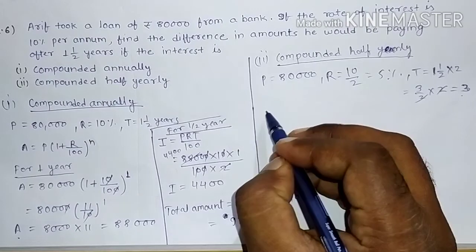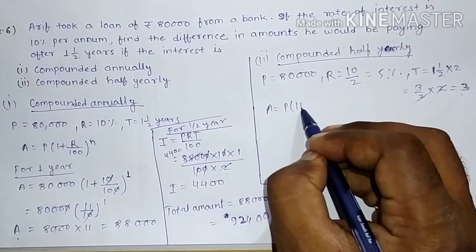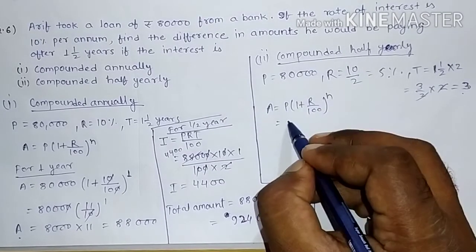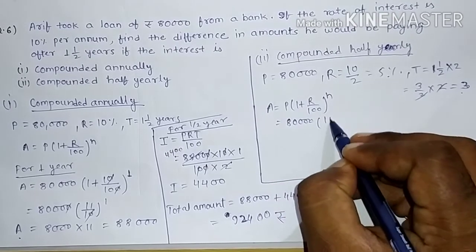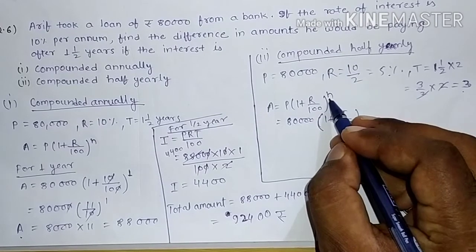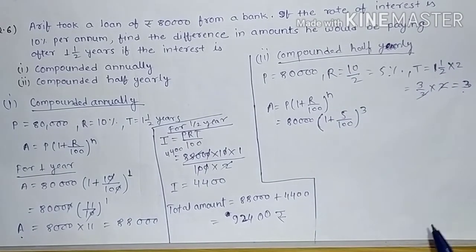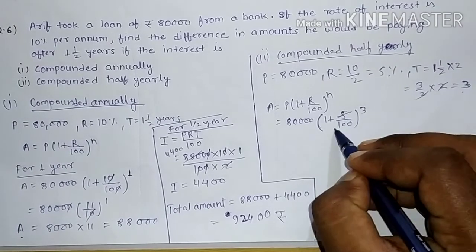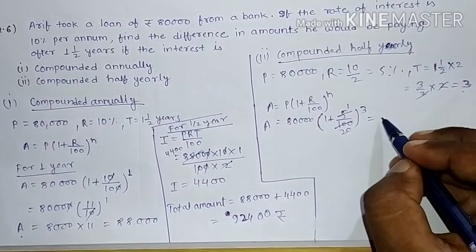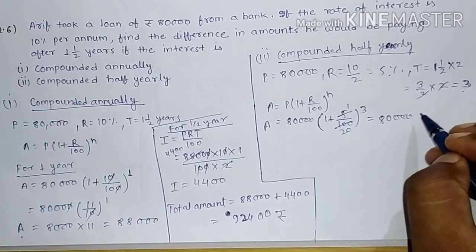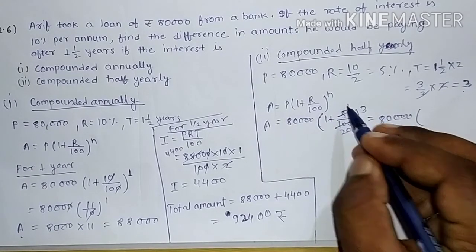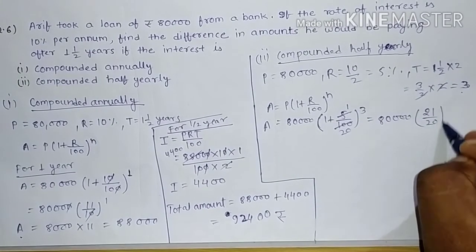The formula will be amount equals P(1 + R/100) to the power N. So just put the values. P is 80,000, 1 plus R, which is 5%, upon 100, to the power N, which is time. So time will be 3 half years. Just simplify it: 5 twos are 10, 5 ones are 5. 80,000 times (20 plus 1) upon 20, that is 21 upon 20, to the power 3.